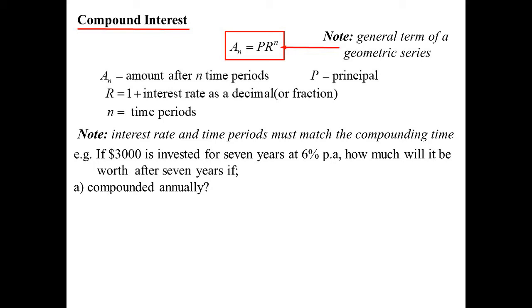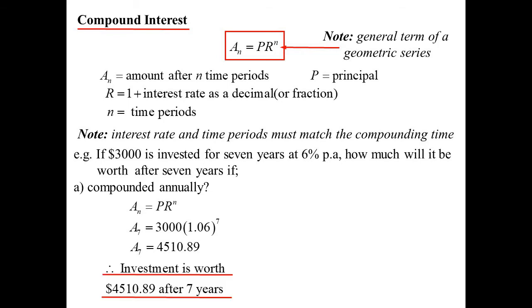Same investment, $3,000 invested for 7 years, but this time compound interest. First of all, we'll look at compounded annually. Let's sub in 3,000 for the principal. It's 1 plus the interest rate, so 1.06, to the power of 7 years, and you'll see we get 4,510.89. So compound interest is always going to pay more than simple interest because you're getting interest on your interest. It's compounding, hence the name.